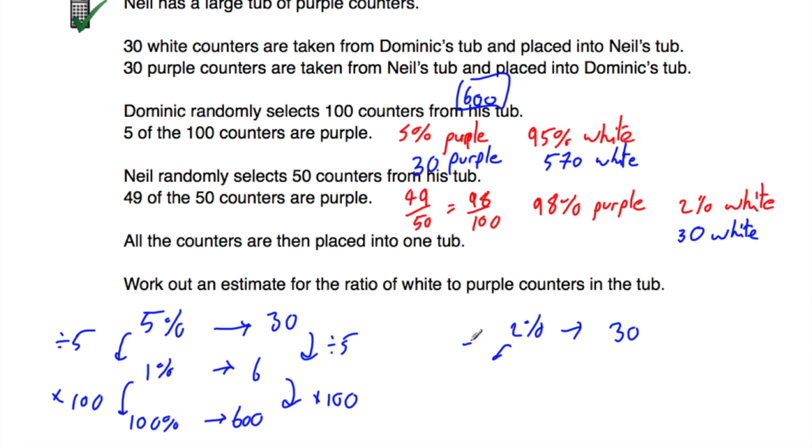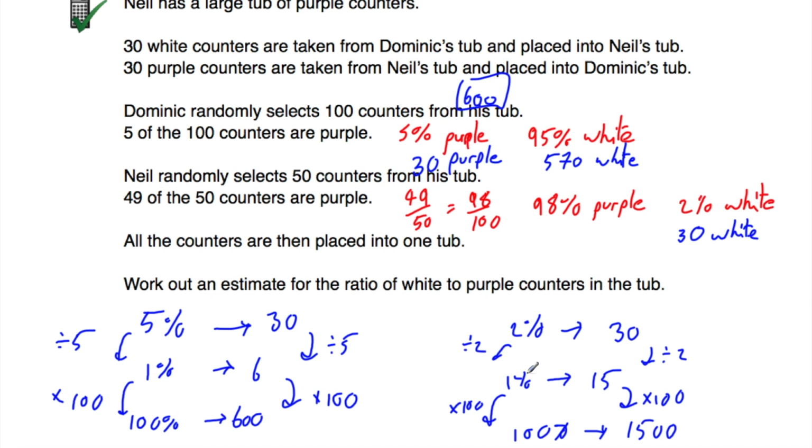If we divide by 2 and divide by 2, we get that 1% will be equal to 15. And if we times by 100 and times by 100, we will get that 100% is equal to 1,500. So altogether in Neil's tub, our estimate is that there would be 1,500 counters. And if 30 of them are white, the rest of them must be purple. So if we take away 30 from 1,500, that would be equal to 1,470 purple counters. And you can check that if we work out 98% of the 1,500, that should be equal to 1,470.